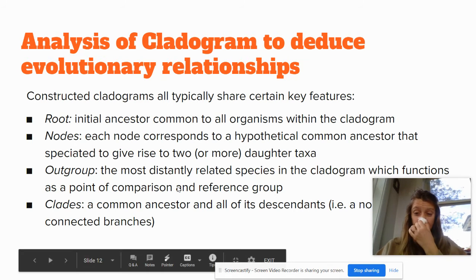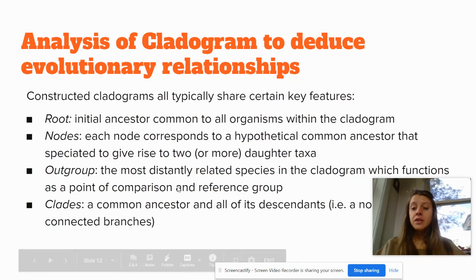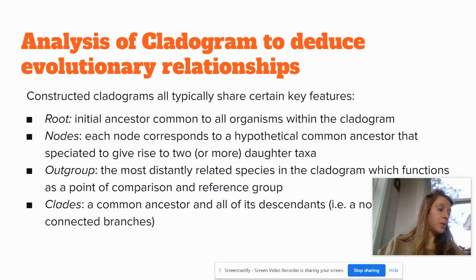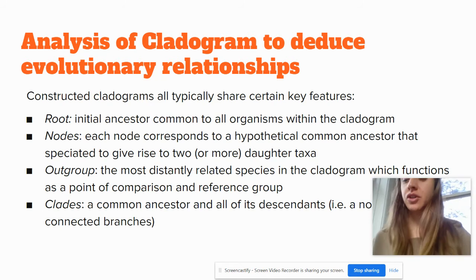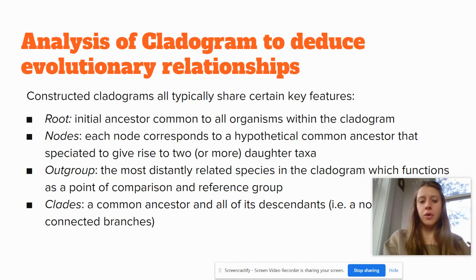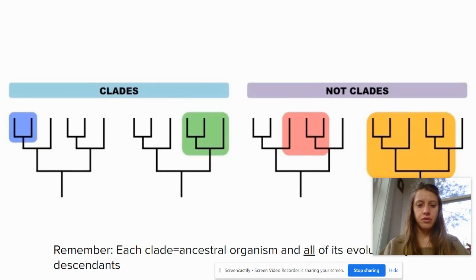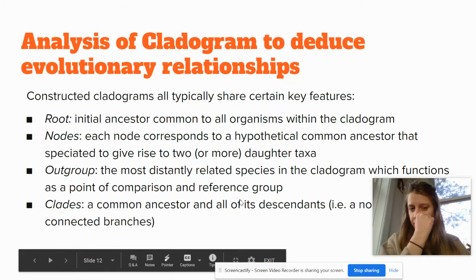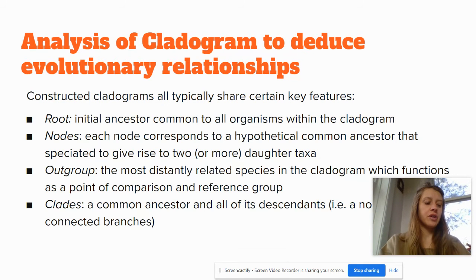The outgroup is the most distantly related species in the cladogram. So the outgroup is usually what we use as a reference point to show us something that's different than the organisms that we're looking at. We don't have an outgroup up there, but it is a very distantly related species. And then we've already been over what clades are, a common ancestor and all of its descendants.